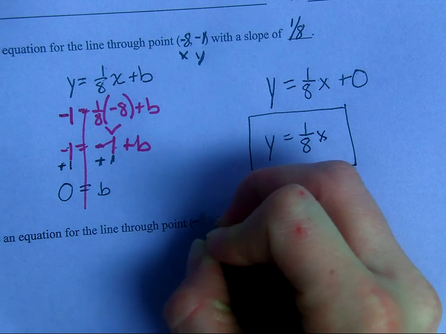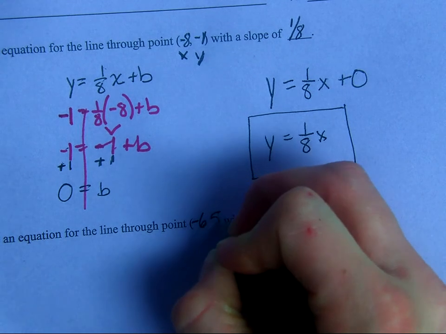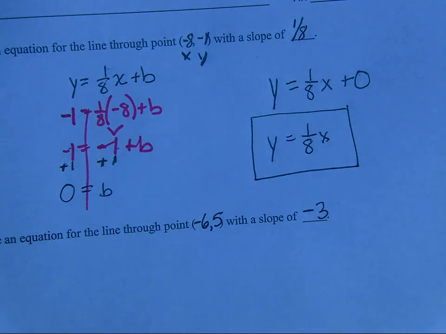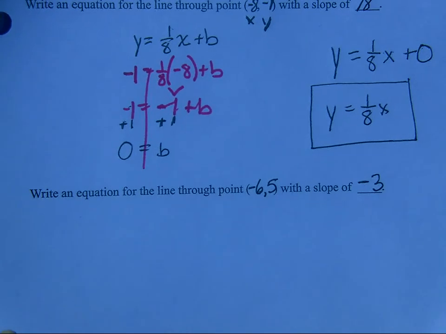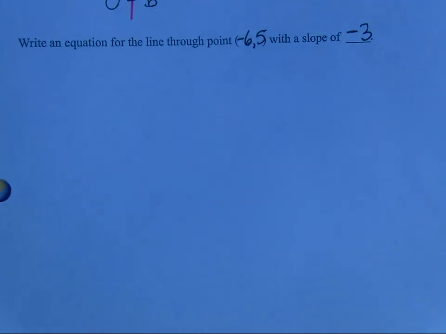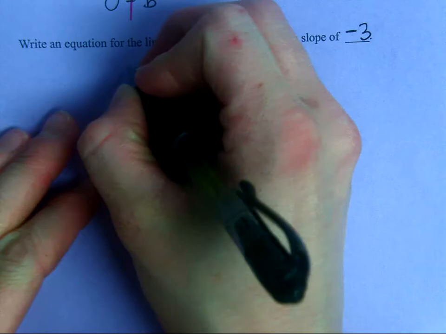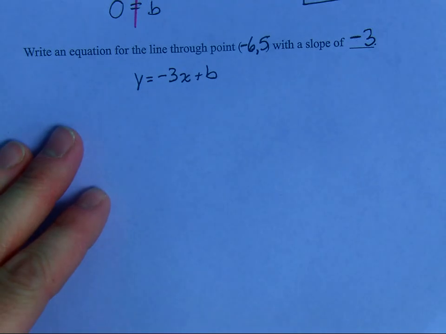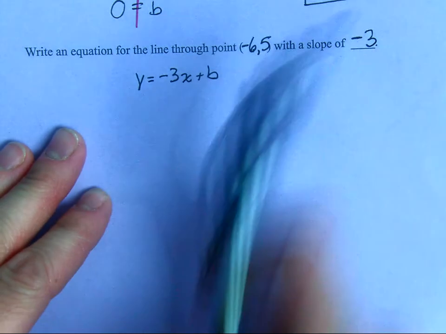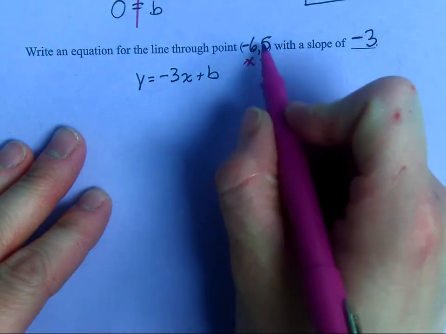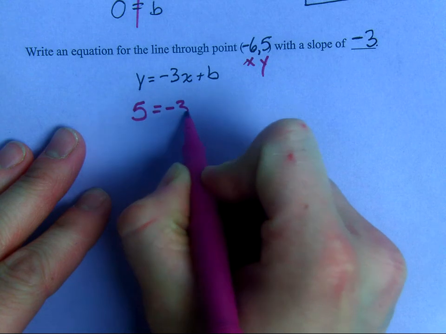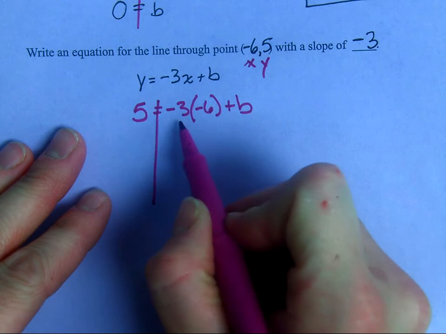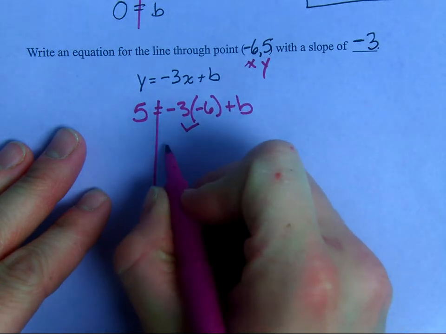Hopefully we're getting the hang of this. We'll be practicing this probably more tomorrow. So -6, 5 with a slope of -3. Pause the video to try our last practice problem. First step, we're plugging in that slope. Then I have an x and a y value. My y value is 5. X value is -6. So negative times a negative here. Make sure you're getting a positive 18.